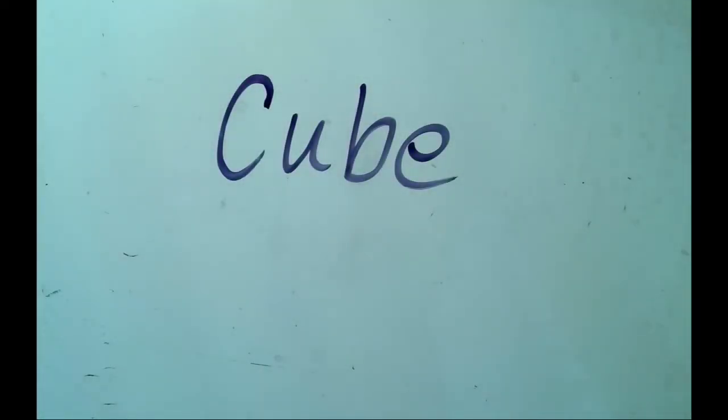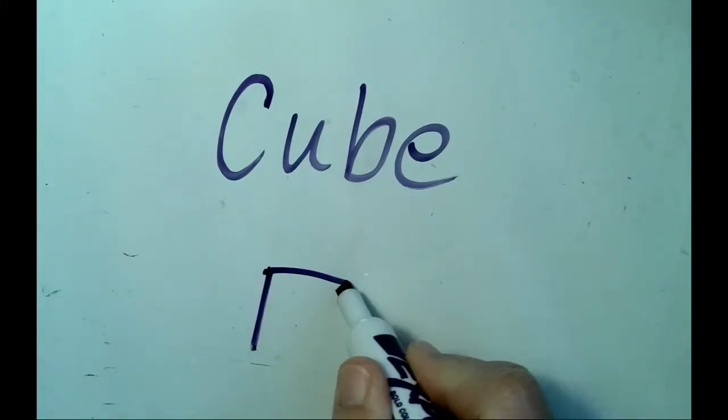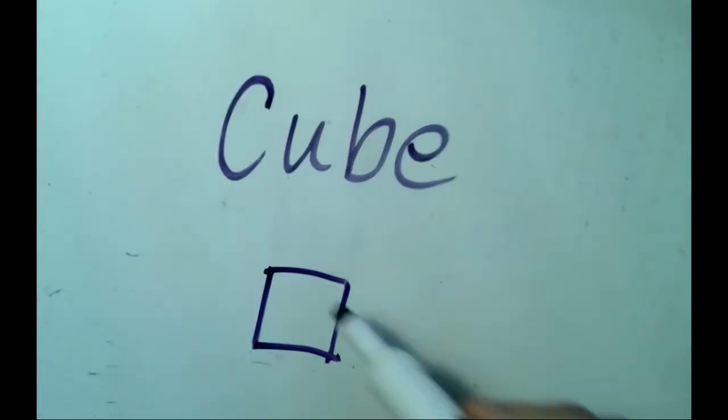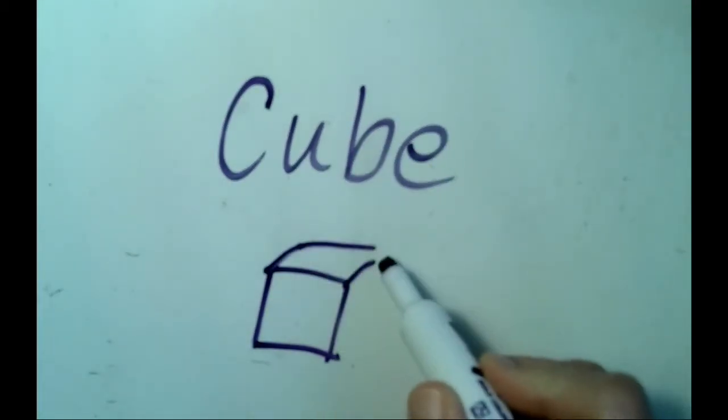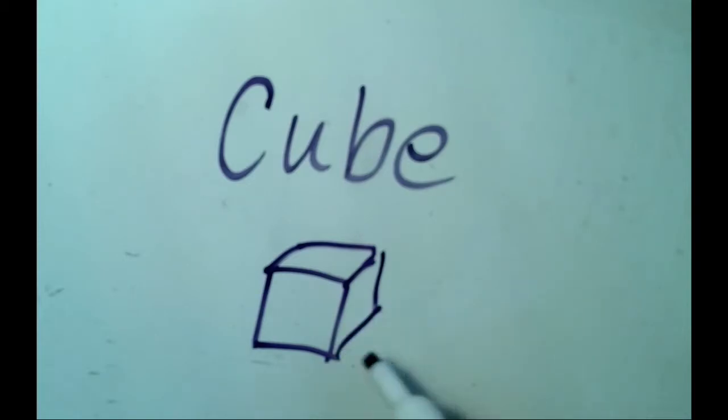Hello, fifth grade. Today I want to talk to you about cubes. Now, last week we started talking about three-dimensional figures, and some of you actually built cubes from nets. And if you recall, a cube is made up of 6 faces, with each face being a square.